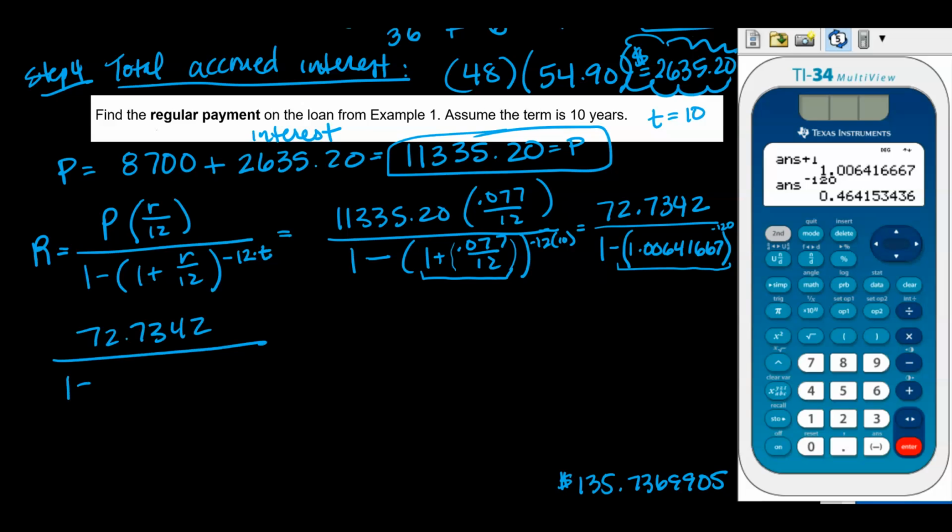And then I've got 1 minus 0.464153436. Keep in mind that if you have a different calculator, like before the video, I was doing this using my phone calculator, and my screen is actually bigger. So when I did this denominator, I actually got more digits, so it looks a little bit different. So if you're using a phone calculator and you get a few more digits than what you see me writing down, that's why. And so no worries on that.